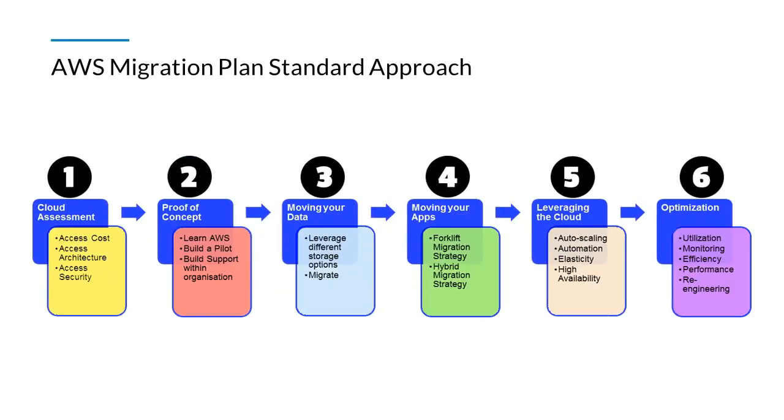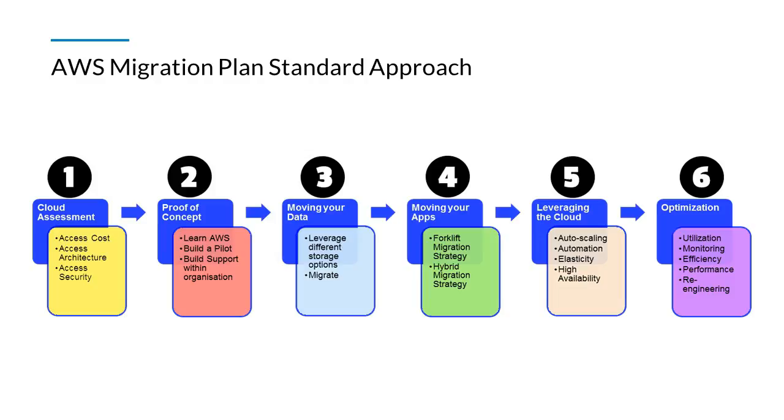AWS Migration Plan Standard Approach. 1. Cloud Assessment. Assess Cost, Assess Architecture, Assess Security. 2. Proof of Concept. Learn AWS. Build a pilot. Build support within organization. 3. Moving your data. Leverage different storage options. Migrate.